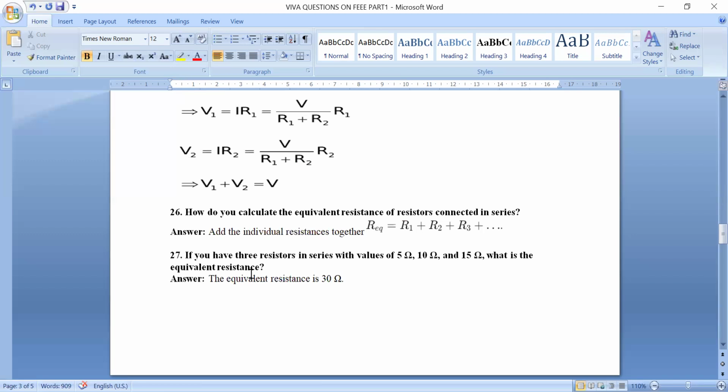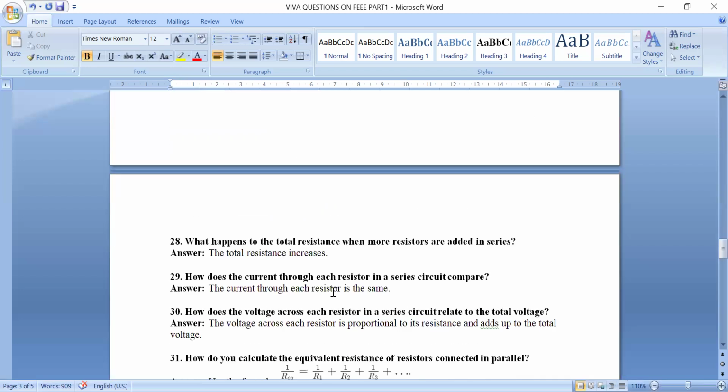If you have three resistors with the values 5, 10 and 15, what is the equivalent resistance? Because they are connected in series, the total resistance is the sum of all three resistors: 5 plus 10 plus 15. So 25 plus 5, the equivalent resistance is 30 ohm.